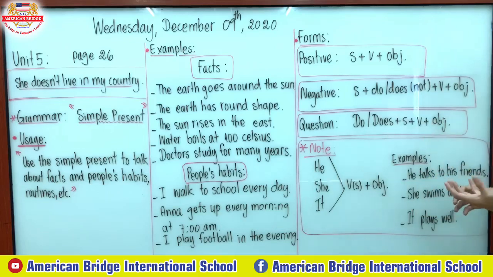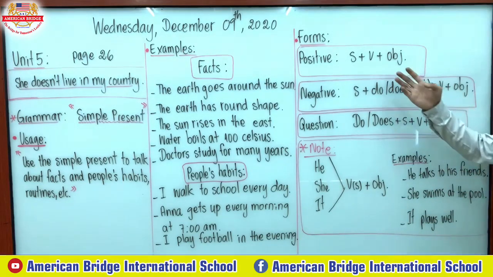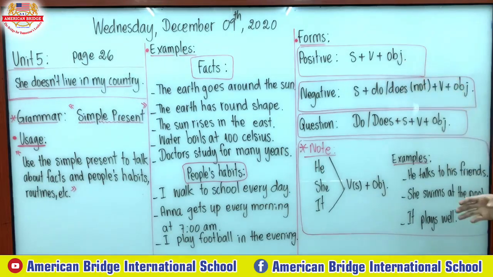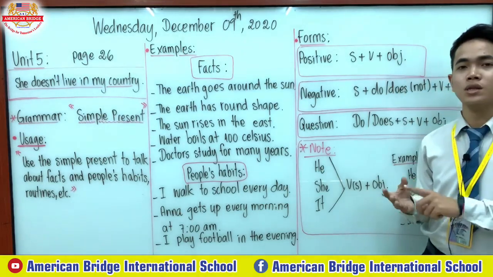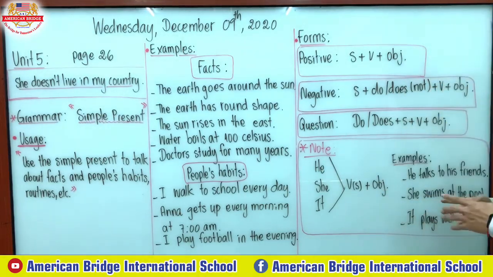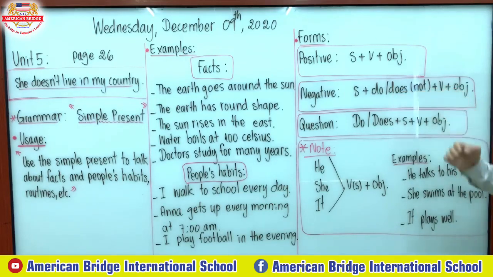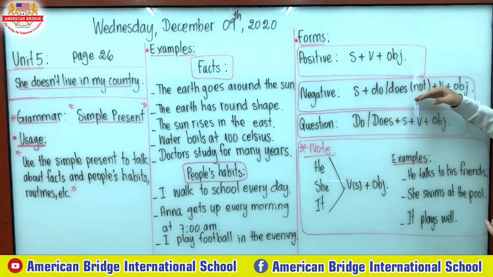Now we move on to the forms. What are the forms in the simple present? We have three forms. First is the positive form: subject plus verb plus object. What are the subjects, everyone? We have I, you, we, they, he, she, it. Next, negative. For the negative, we have do or does and the word not, which represents the negative form. So subject plus do or does plus not plus verb plus object.